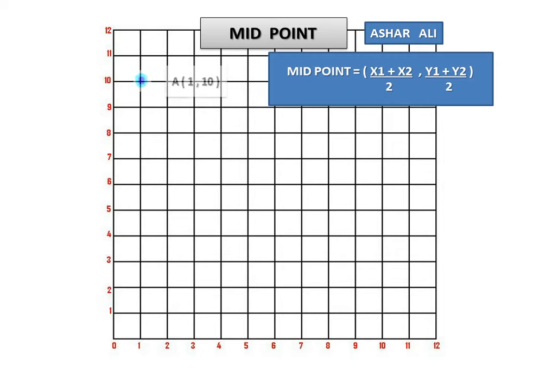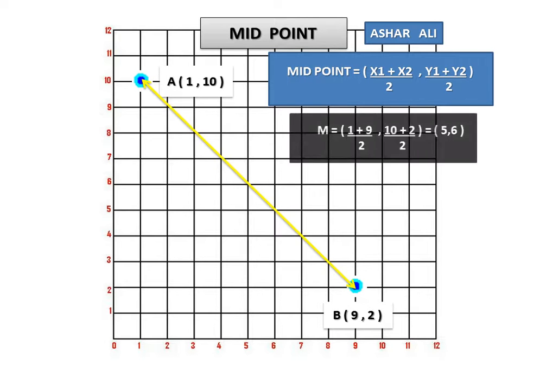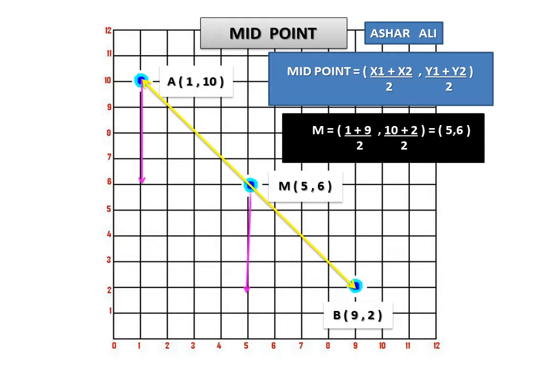The midpoint. The formula for the midpoint is (x1 plus x2) divided by 2 and (y1 plus y2) divided by 2. The midpoint for A and B would be given as M. The length of AM would be equal to the distance between M and B.